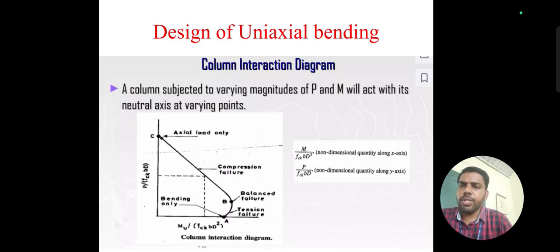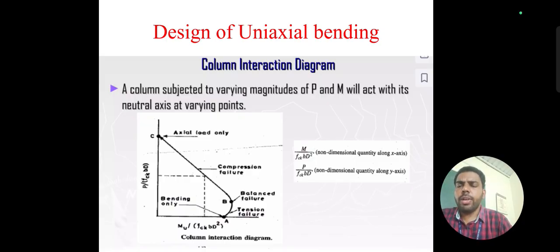Here the curve is shown as Pu by fck compression failure, and the x-axis is shown as Mu by fck b D square, and the y-axis is Pu by fck b D. For a circular column, in place of b I have to use D. In that particular case, it is Mu by fck D cube and Pu by fck D square. I have to use those formulas and find out the x-axis value and the y-axis value.